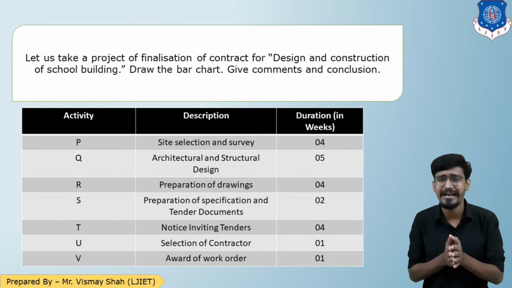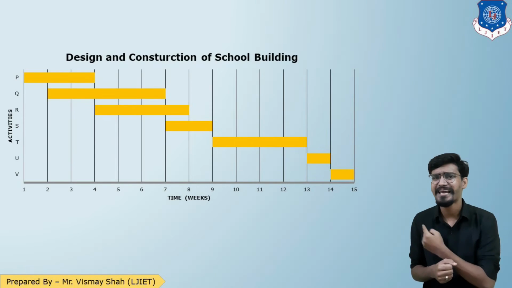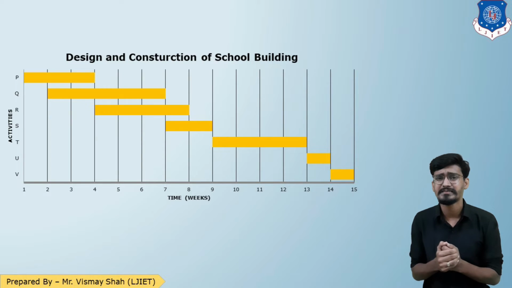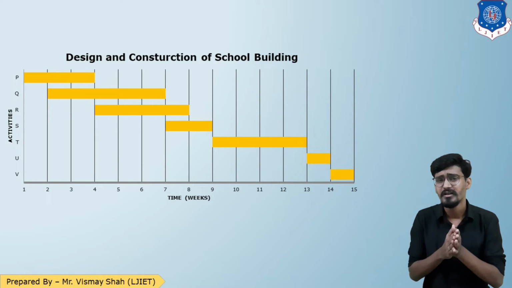Now again I am repeating that a bar chart is nothing but a pictorial representation on two axes, where one axis represents the time and one axis represents the activities. So let us see what the solution is in terms of a bar chart. As you can see here, this is the bar chart for the given data. Now let us look at the first activity, which is P. P is the first activity, so it will start from the 0 point.